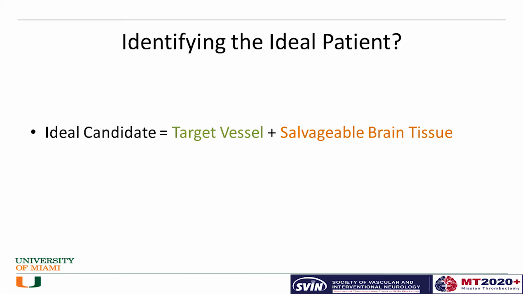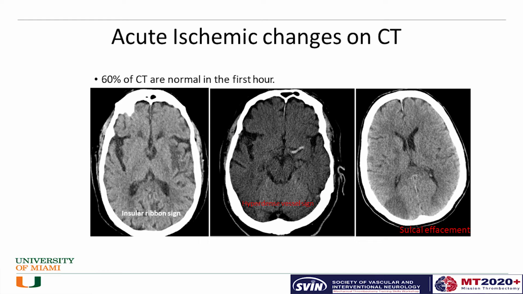So how then do you identify who is the best patient for this? And I think of it simply as identifying a target vessel as well as brain tissue that's at risk, brain tissue that can be saved. So when you do that initial CT brain, about 60% of initial CT brains will be normal.